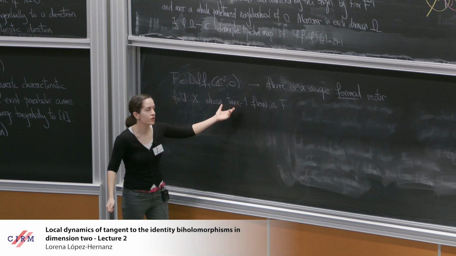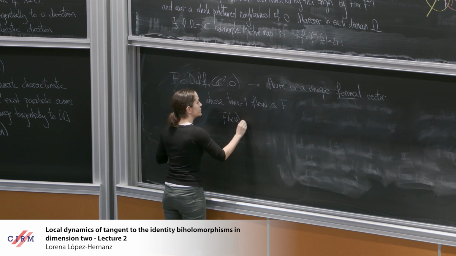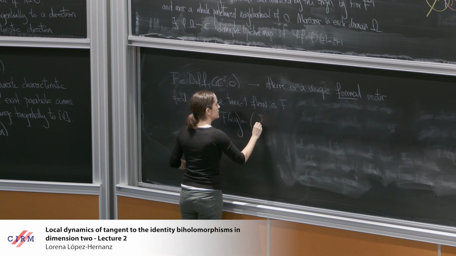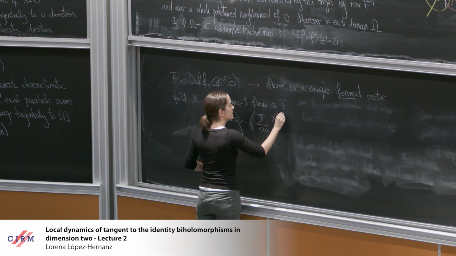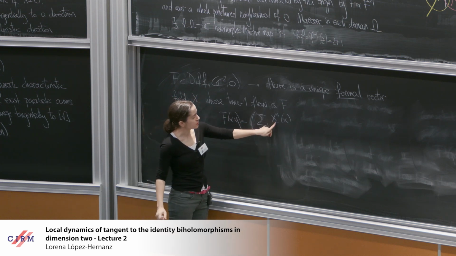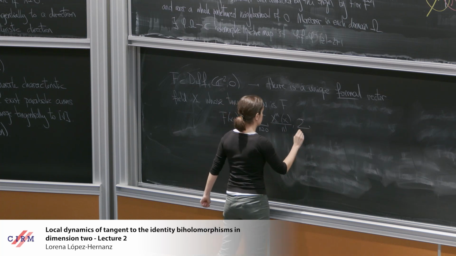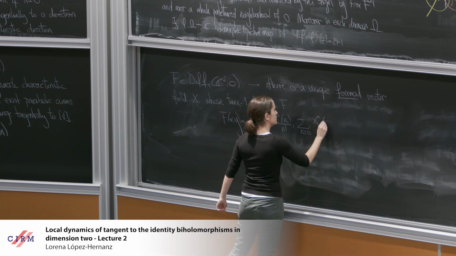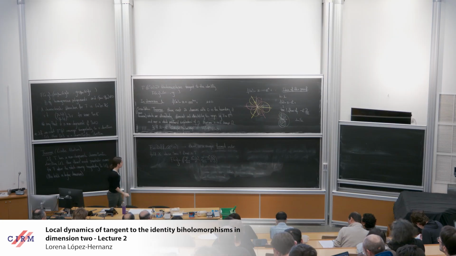We can define the time one flow as for analytic vector fields. So F of xy is written as this expression, with X acting as a derivation. We can understand a formal vector field as a formal derivation, so the vector field acts as a derivation here on x, y. There is a unique vector field which is singular at the origin with order at least 2, whose time one flow is F.